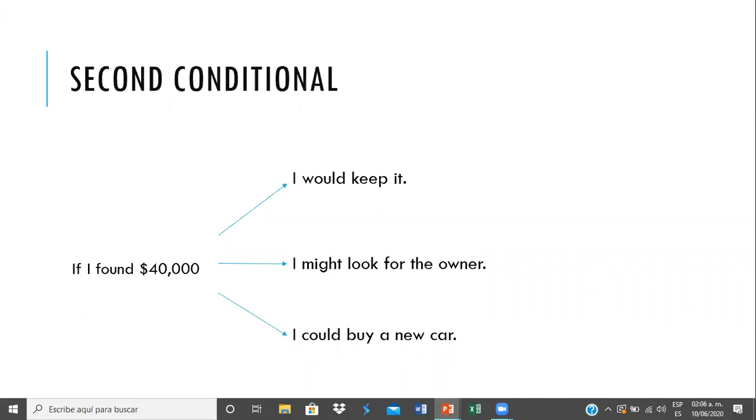Now, what is the difference between the first conditional and the second conditional? Well, as you saw in the previous slide, the first conditional talks about an action and a consequence either in the present time or in the future tense. On the other hand, with the second conditional, we are going to talk about unreal situations, situations that are almost impossible to happen. They can happen, they can occur, yes, but it's super not possible. That's why they are called unreal situations.